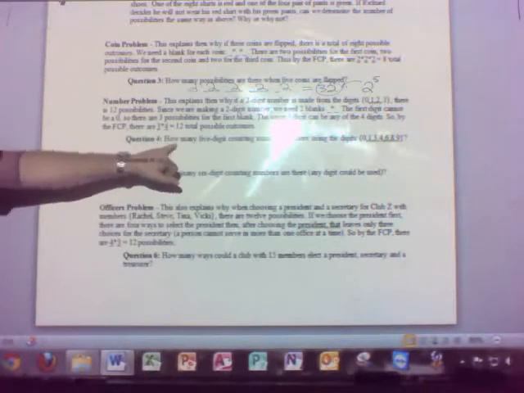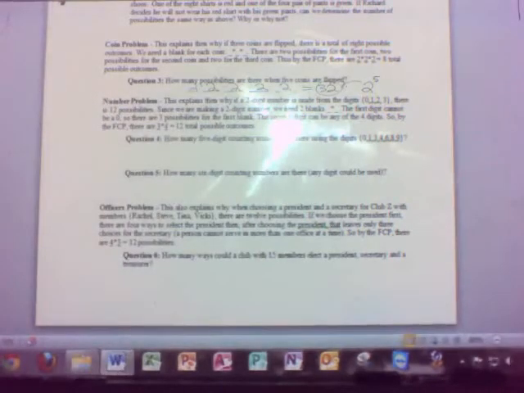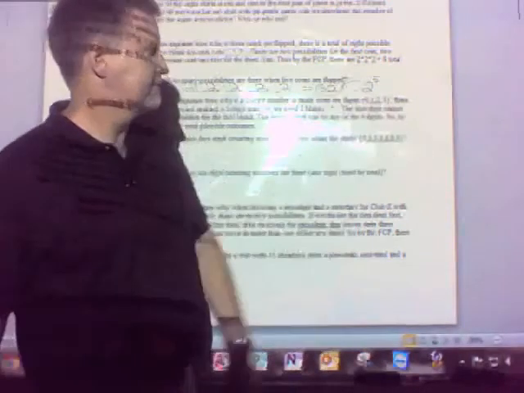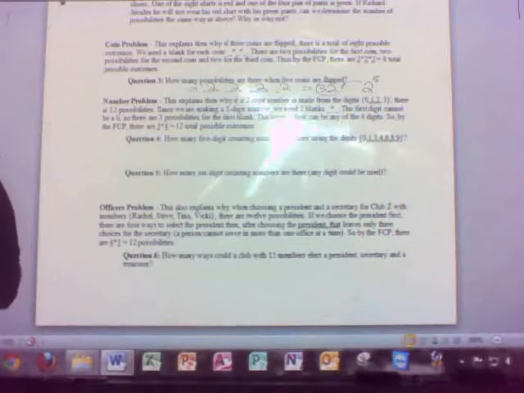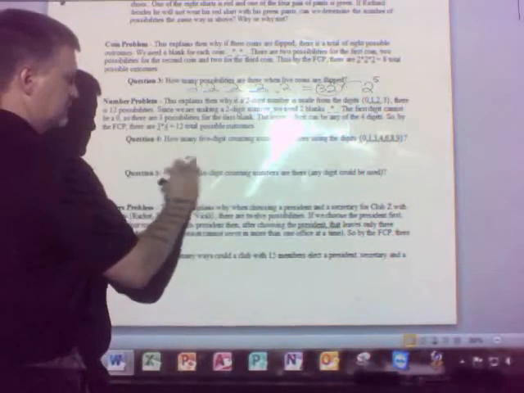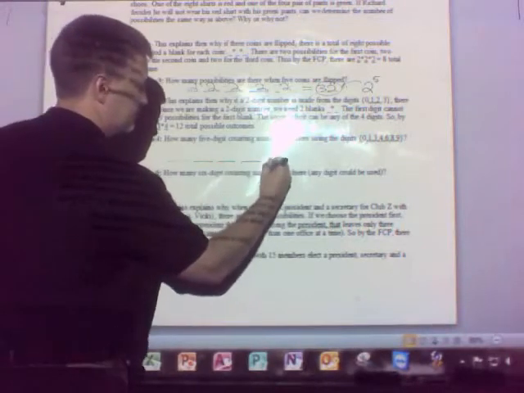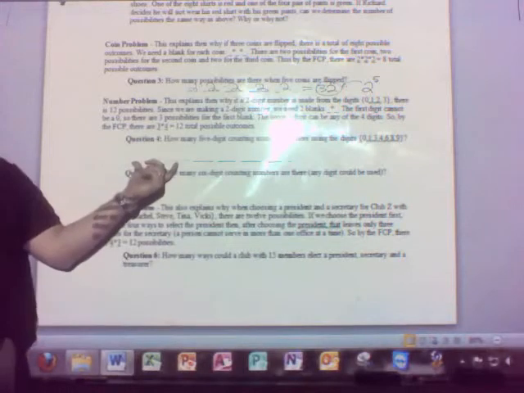So let's go on here to question 4. How many 5-digit numbers are there then using the digits, I just randomly picked some digits here, 0, 1, 3, 4, 6. I left out 2, 5, and 7. But anyway, how many 5-digit numbers could you make out of those digits only? So I want a 5-digit counting number. So that's 5 blanks. Blank for each digit. How many possible for the first blank?